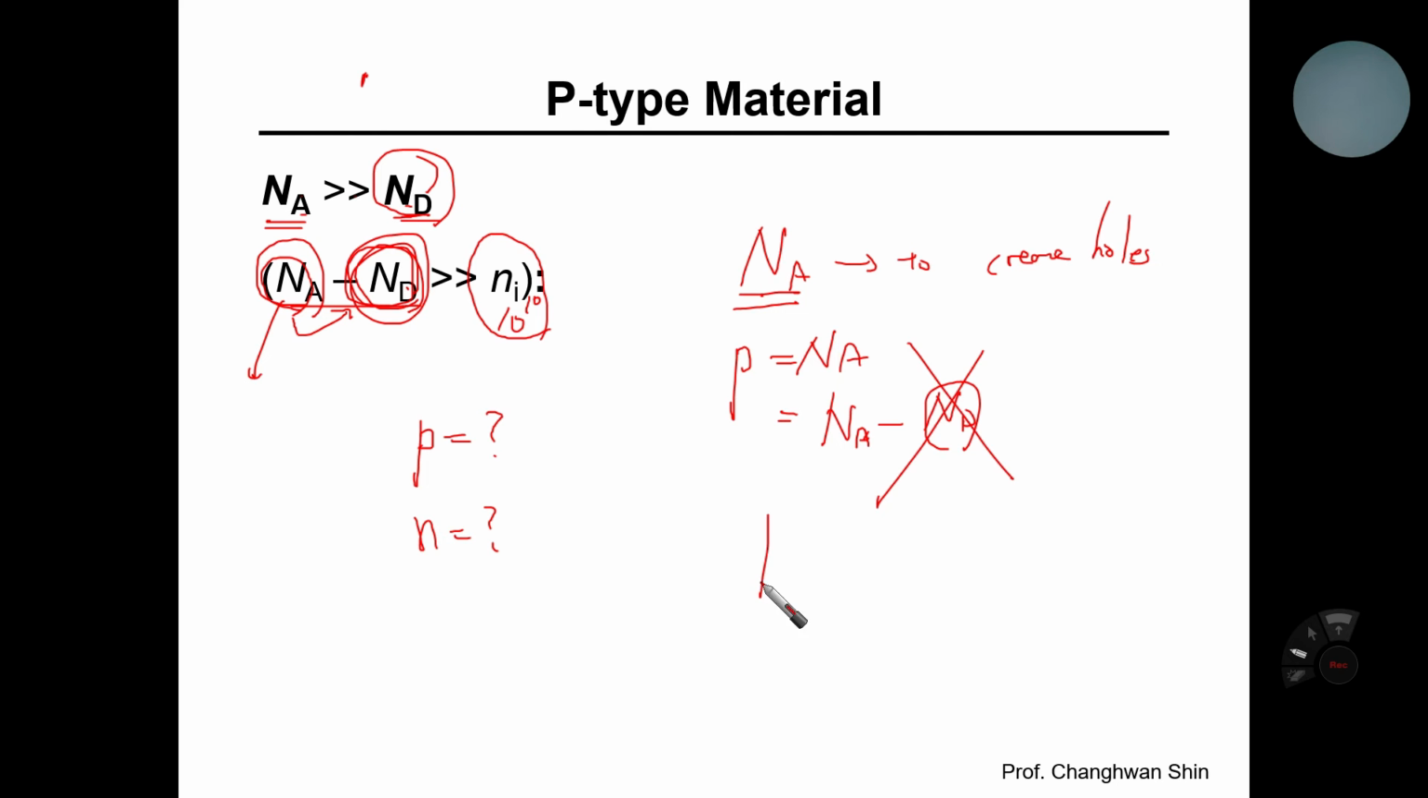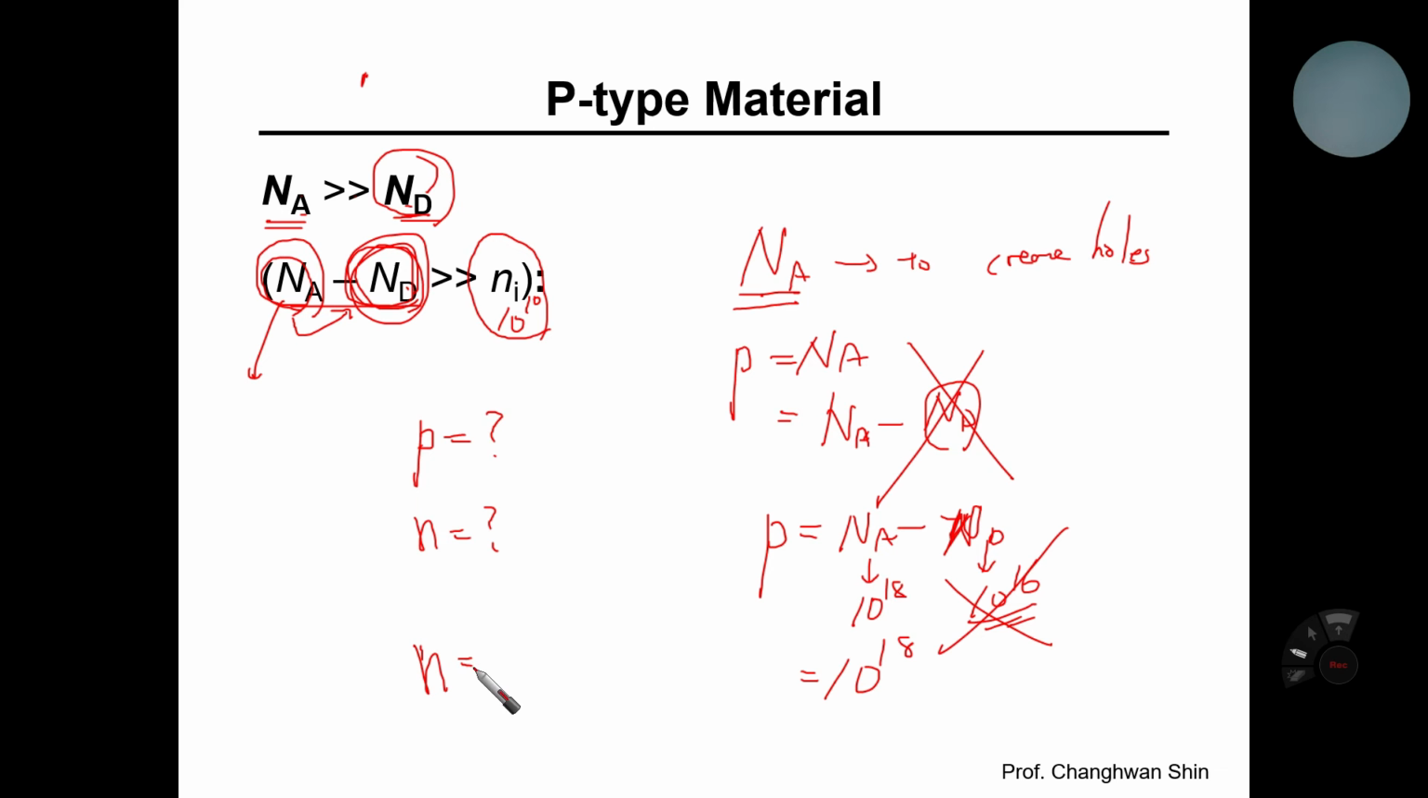So the more exact form is Na minus Nd. But if I give you the numbers, say Na is 10 to the 18 and Nd is 10 to the 16, then you can simply say that the hole concentration is 10 to the 18, because 10 to the 16 is 1/100th of 10 to the 18. So ignore this number. We are engineers. And what about the electron concentration? Using n times p equals n sub i squared, plug in those numbers: 10 to the 10 squared times the hole concentration, 10 to the 18. So in the end, the electron concentration is 100 per cubic centimeter.